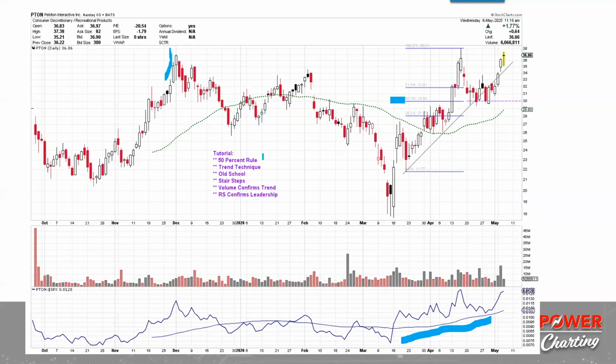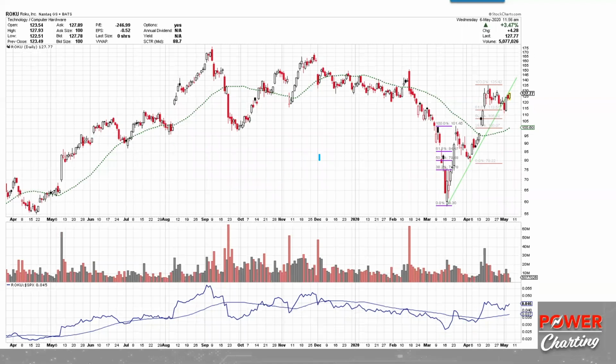Tutorial, 50% rule. So we can see how we're looking for the halfway point of a move up. This is a trend technique. It's old school. We're looking at stair steps, 2 steps up, 1 step back, etc. Volume confirms the trend, and then relative strength confirms leadership.